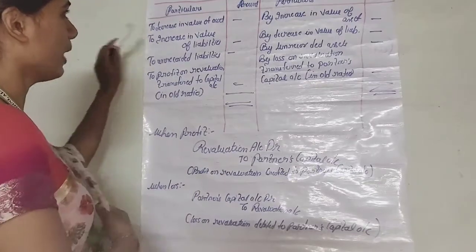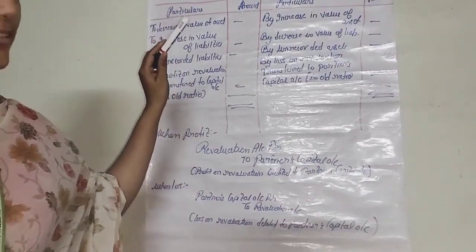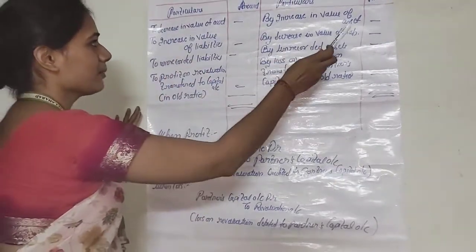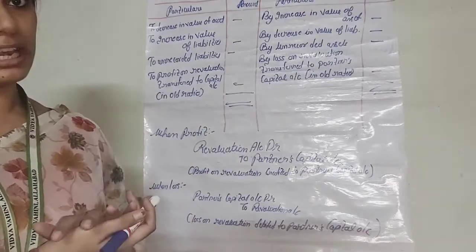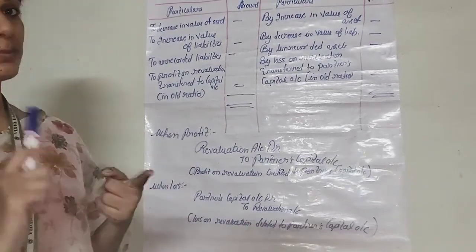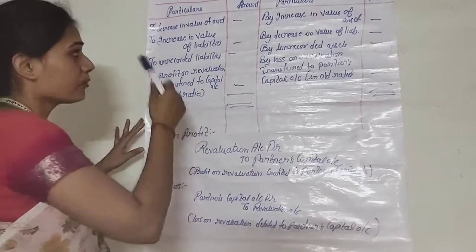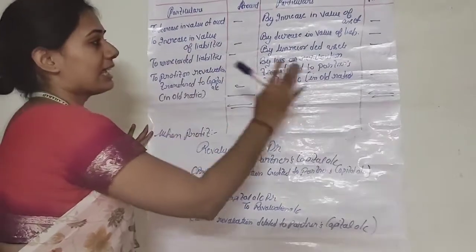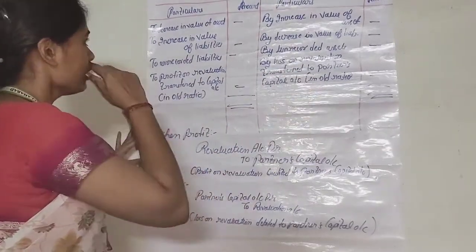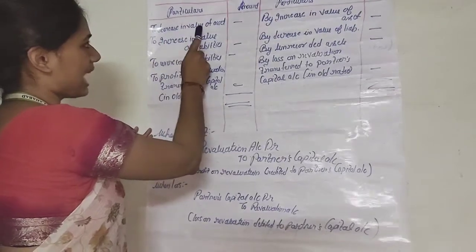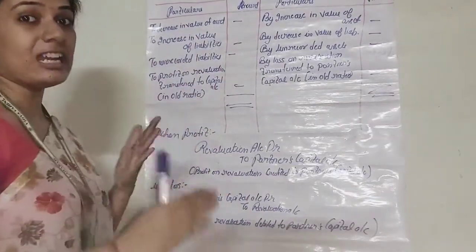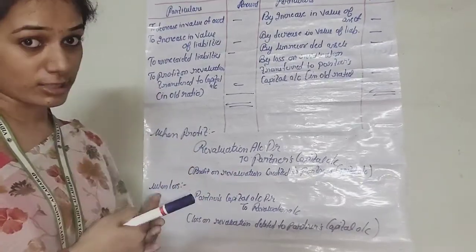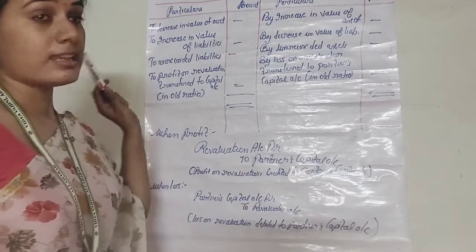So we have to make 4 columns for this revaluation account. The first is particulars, amount, particulars, amount. As this is a nominal account, the rule says what? Debit all expenses and losses. So this is the debit side. We are going to record all those expenses and losses on this side and the income and gains on this side. So the first head will be the decrease in value of assets. अगर हमारी assets की value में कमी आई है, so ये क्या होगा? हमारा loss होगा. So we are going to record it in the debit side.